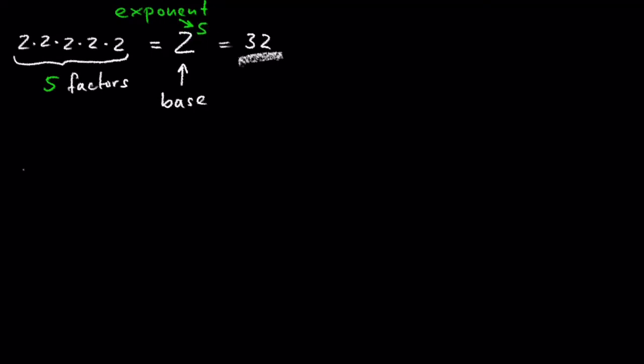Let's look at 3 to the 2nd power, which is also called 3 squared sometimes. 3 to the 2nd is the same as 3 times 3, which equals 9. So 3 to the 2nd power equals 9.